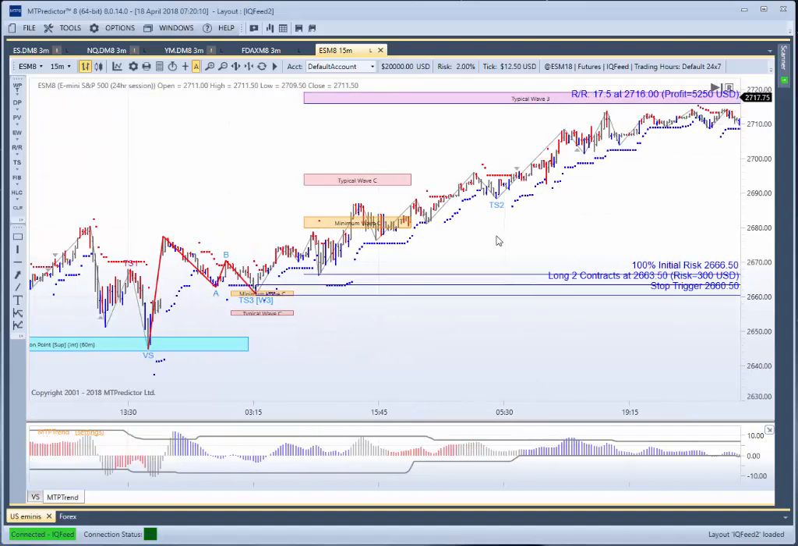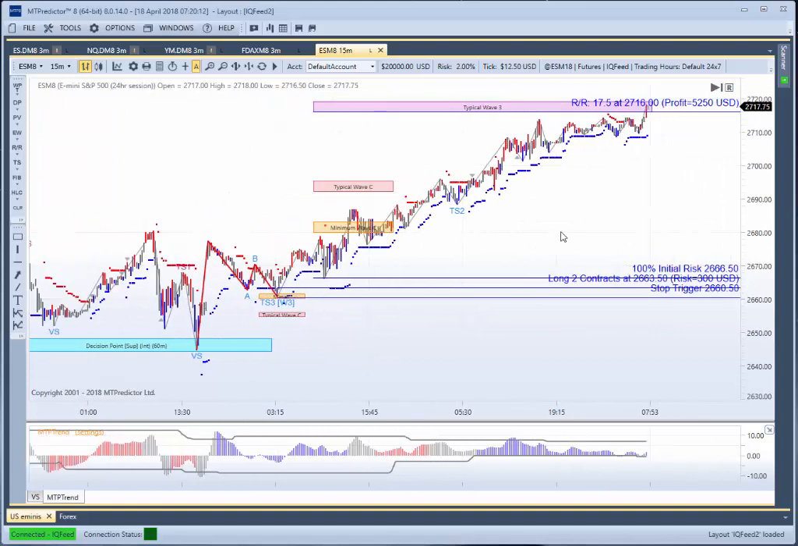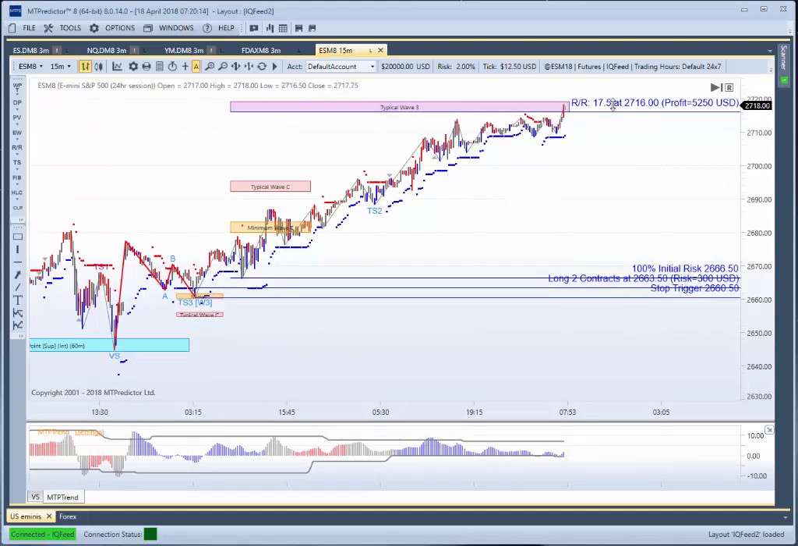But the reason I like these Holy Grail trade setups is when they unfold, the profits are large, not just large in dollar terms, but large in relation to the initial risk. You can see this trade here has now just hit the typical wave 3 WPT, but the profit was an absolutely massive 17.5, or just over 17 times greater than initial risk. So this is why we've designed this particular trade setup.